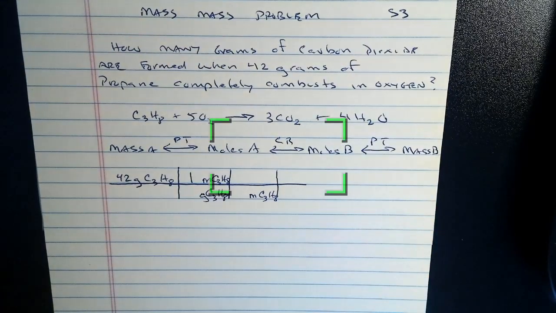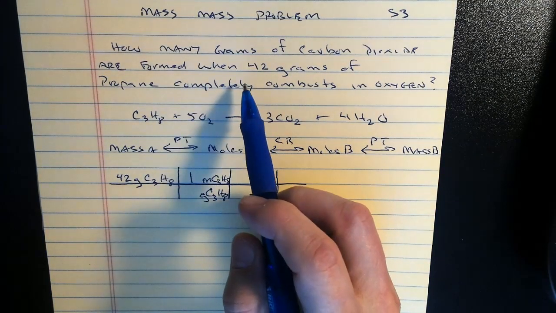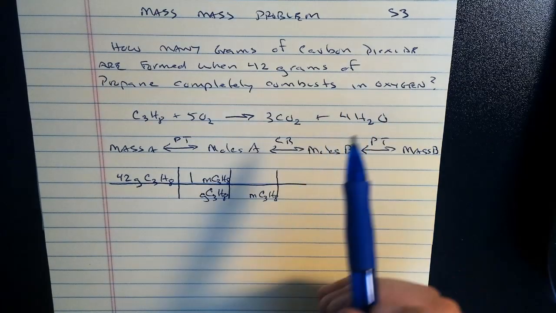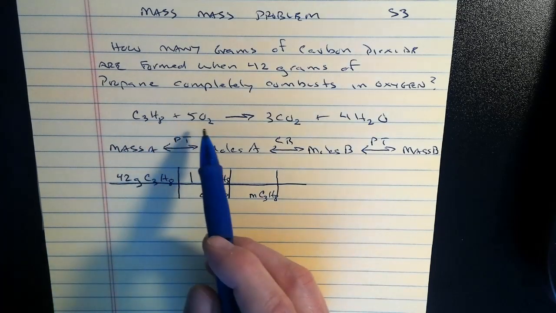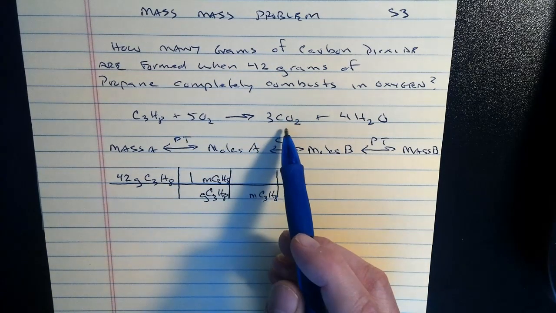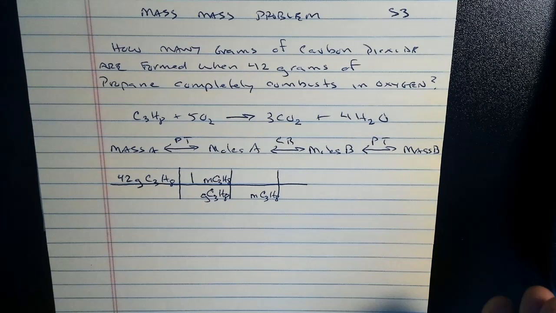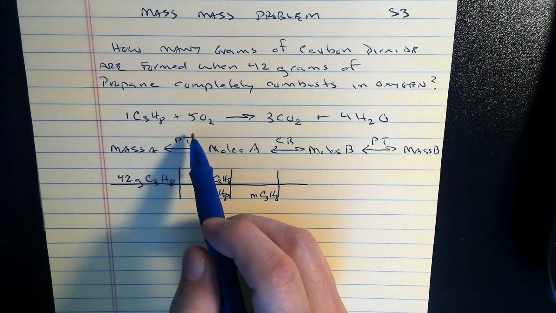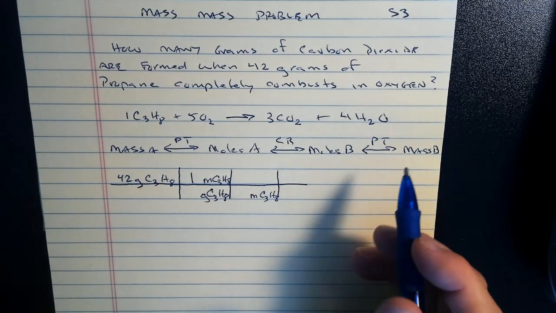Now, the problem states: how many grams of carbon dioxide are formed when 42 grams of propane completely combusts in oxygen? That's our question. So we have our complete and balanced equation right here. Propane, C3H8, reacts with 5O2 to produce 3 moles of CO2 plus 4 moles of water. So our mole ratio, or molar ratio, is 1 to 5 to 3 to 4. That's our mole ratio, our coefficient ratio.